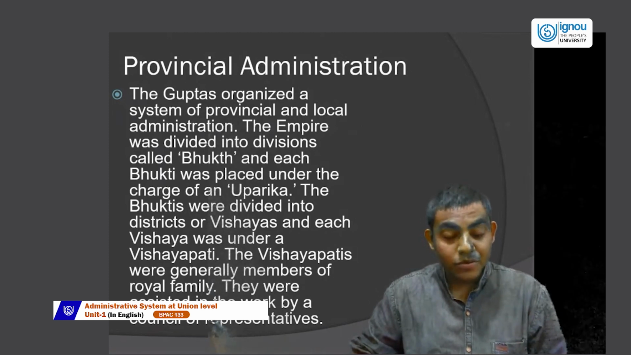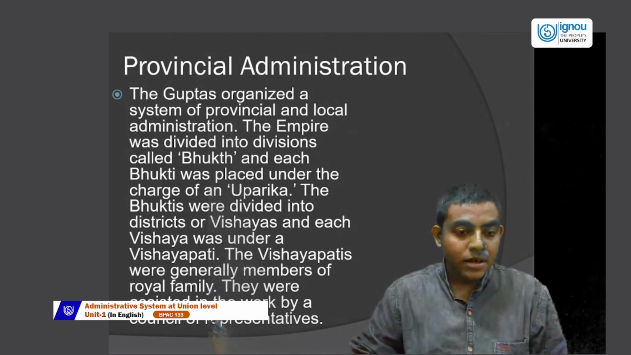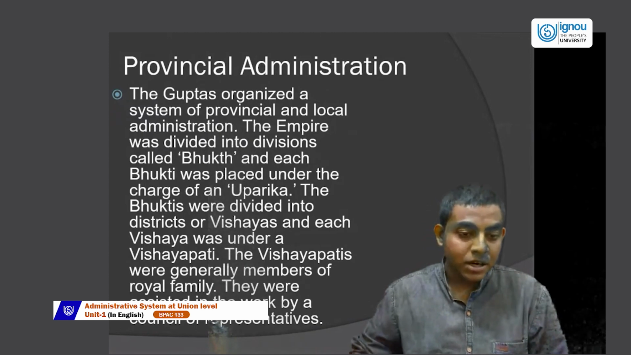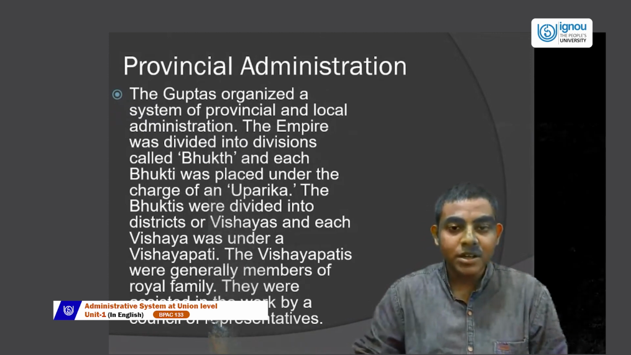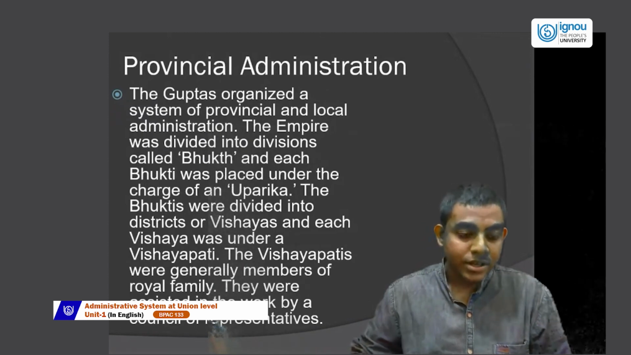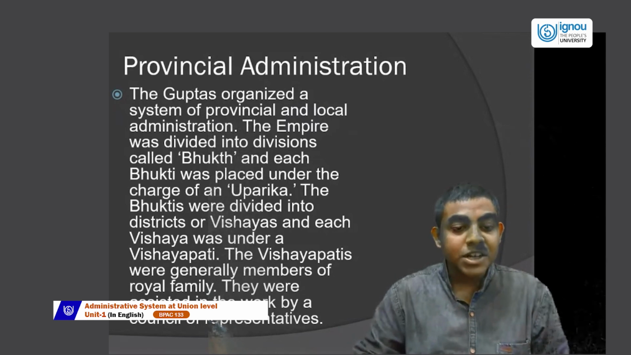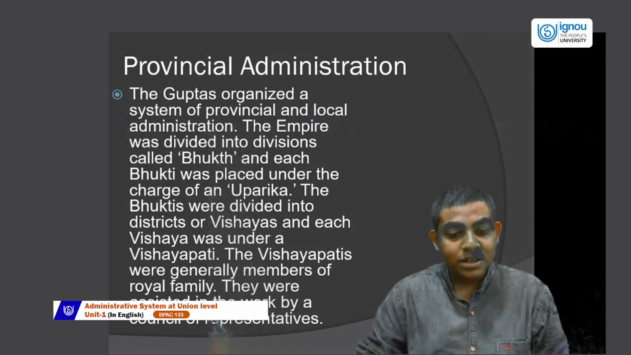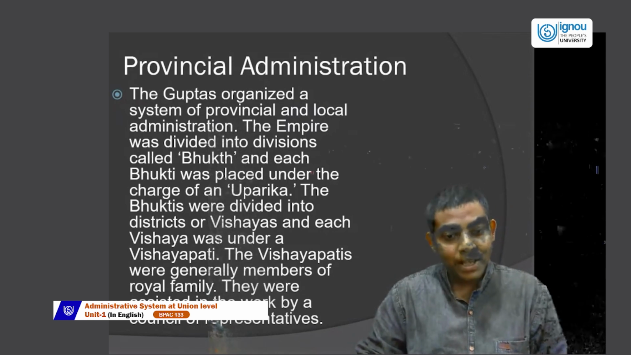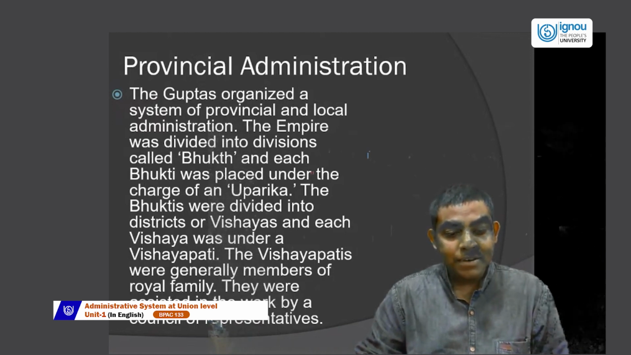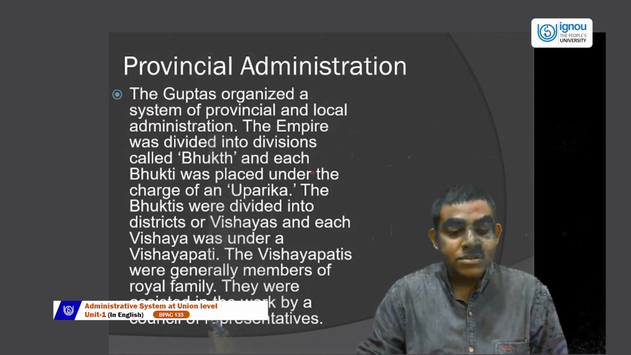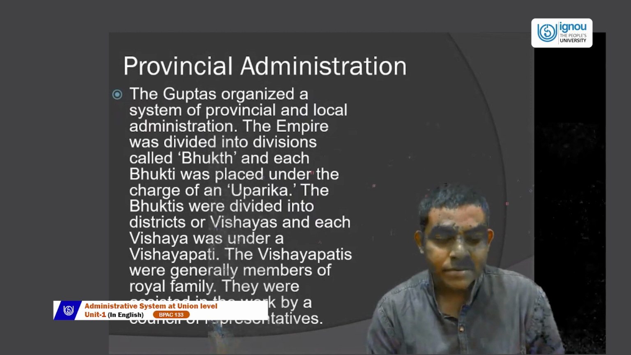The bhuktis were further divided into districts, which were called vishaya, and each vishaya was under a vishayapati. So each district was under a head of district, similar to what we have in our country, the district collector. In the Gupta period, it was the vishayapati. The vishayapatis were generally members of the royal family, and they were assisted in the work by a council of representatives.